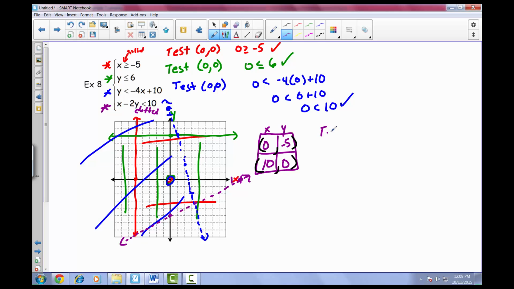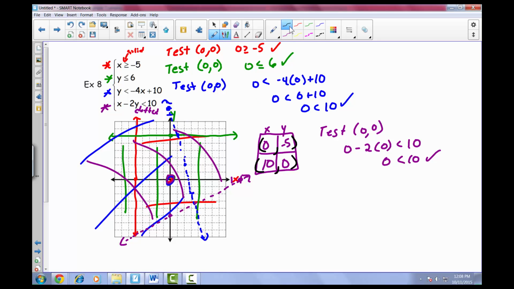Now we also have to test and shade. So we could go ahead and use our origin, 0, 0. Is 0 minus 2 times 0 less than 10? On the left side, we'll just have 0. Is that less than 10? It most certainly is. So we tried 0, 0, it worked out. That means anything above that purple inequality would work out as well. So it looks like our final shaded region would be bounded by all 4 of these, and it would be all of this area.